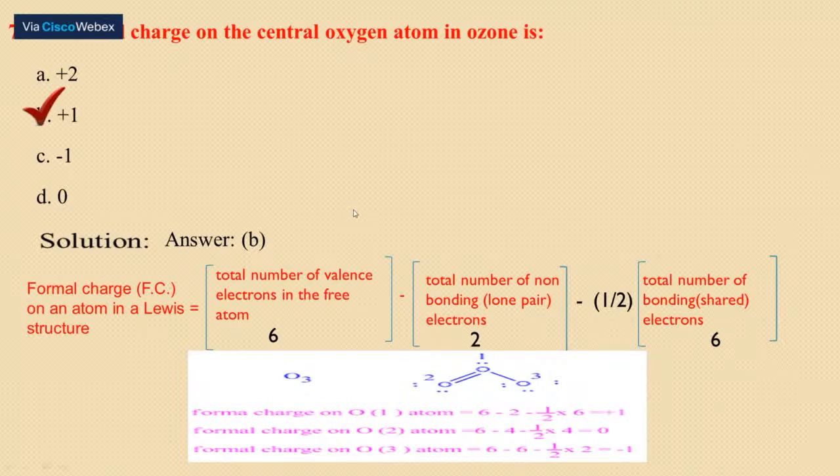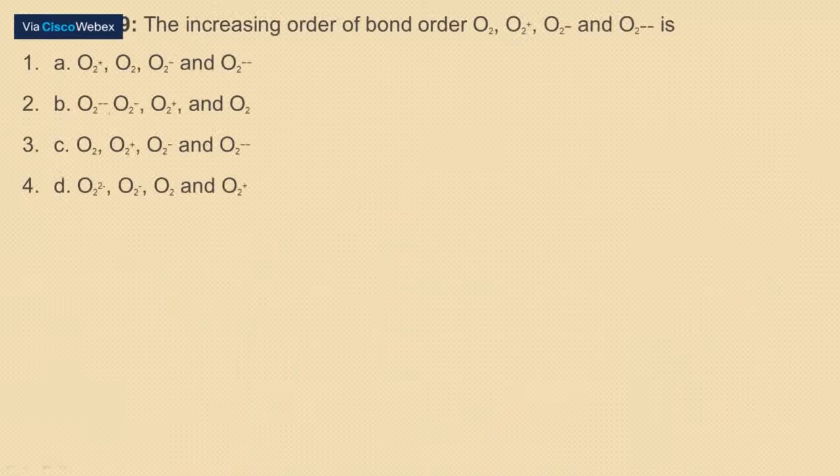Now question number 9. The increasing order of bond order in case of O2, O2 plus, O2 minus, and O2 2 minus. There's a small mistake in the subscripts, but this is the order given: O2, O2 plus, O2 minus, and O2 2 minus.